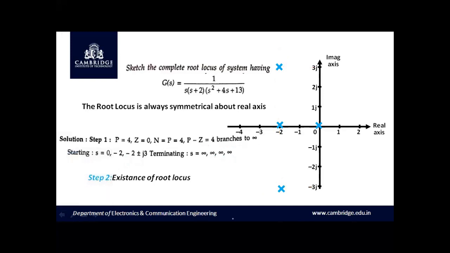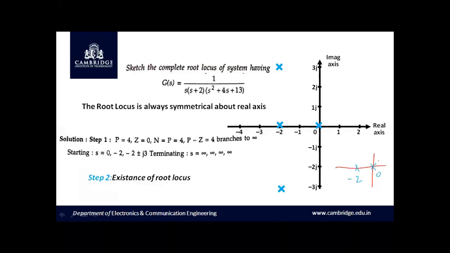Once after drawing the pole zero plot, we have to identify the section of real axis for the existence of root locus. Remember, we have to identify only the section of real axis for the existence of root locus. Therefore, let me represent the poles which are located on the real axis. We have a pole at s = 0, this is on the real axis, and another pole at s = -1, which is also on the real axis.